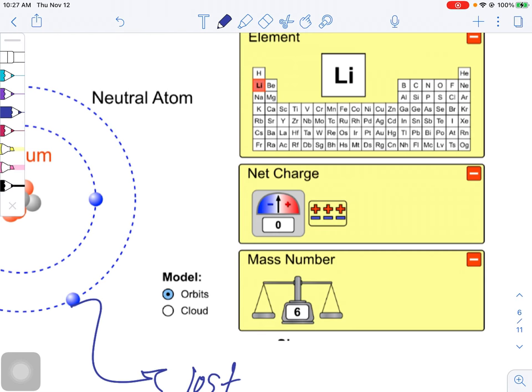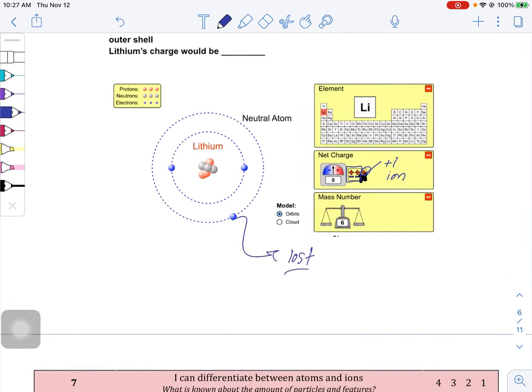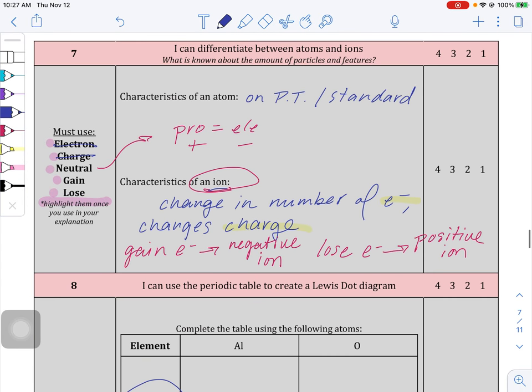And so what that means in net charge is, when this electron goes away, we now have an imbalance of charges, right? These cancel out, but I'm left with an extra positive particle, making this a +1 ion. Okay? And so that's where that charge is coming from, the imbalance of protons and electrons that started even up here in the atom, keeping it neutral, right?